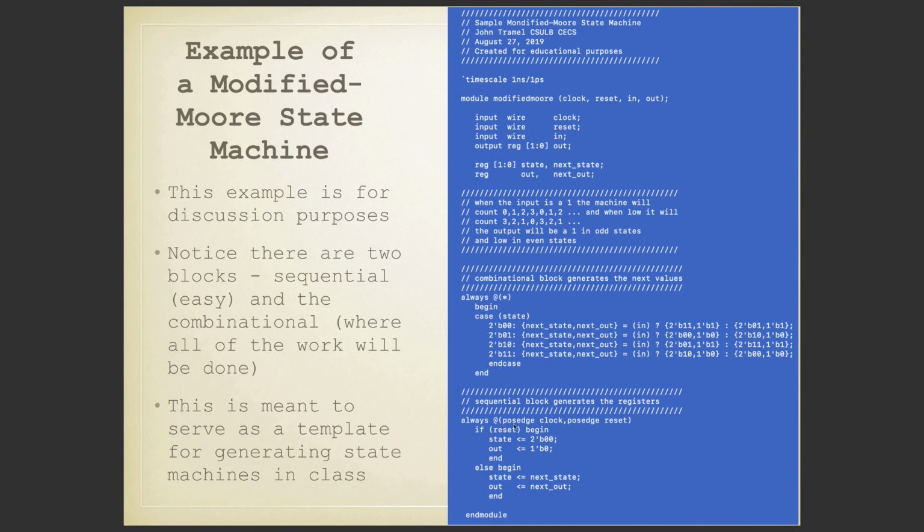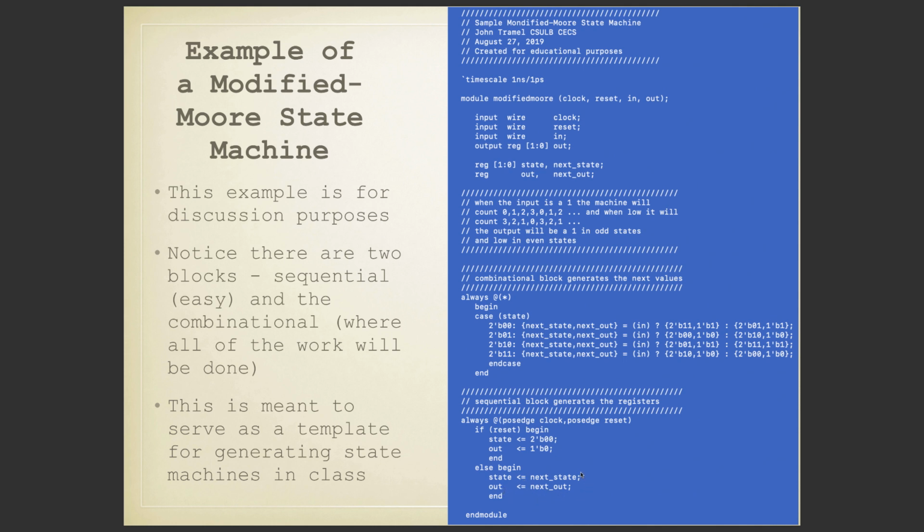The sequential block is always responding to either the clock or the reset. In the event the reset is active, you send your design to the initial state, which is typically 0, and you force all your outputs to be inactive. Once reset goes away, the state machine begins executing, and what happens is we want the value on the next state to be assigned to the state, and the value on the next out to be assigned to the out.